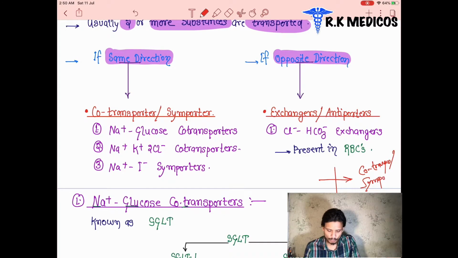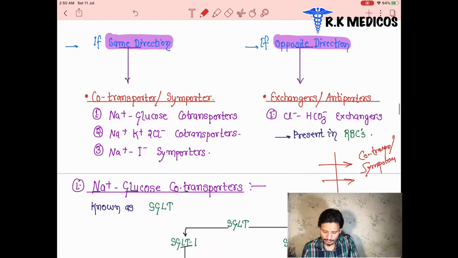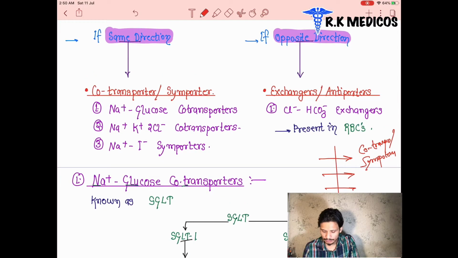Suppose that they are moving in the opposite direction, both of them, in this and this opposite direction. They are called antiporters. Anti means opposite, and porter means transport, so antiporter. And they are also called exchangers.